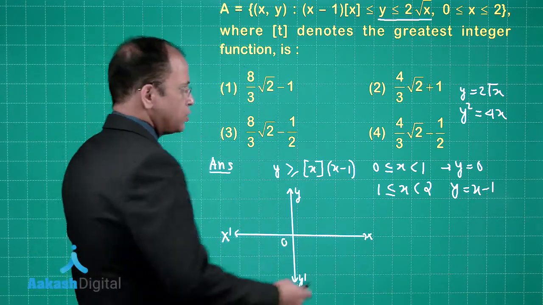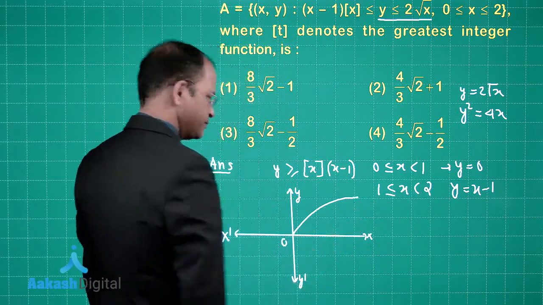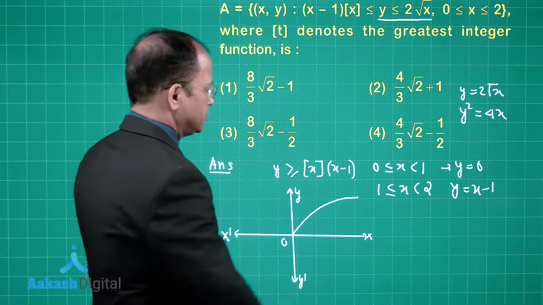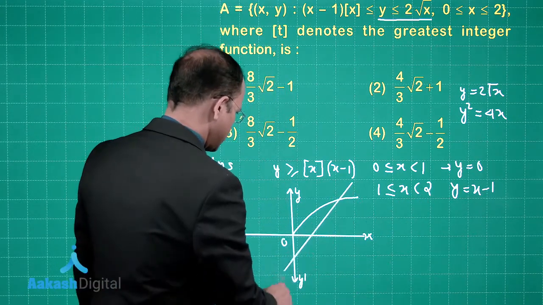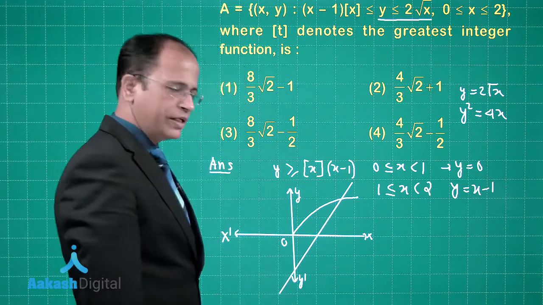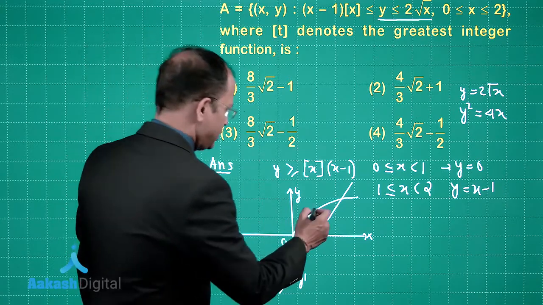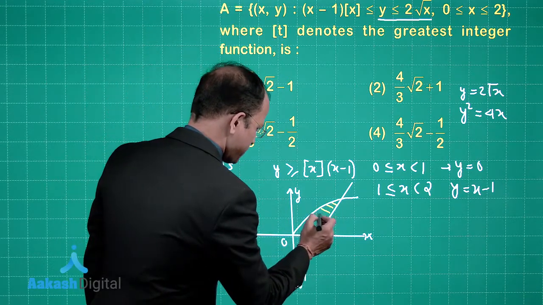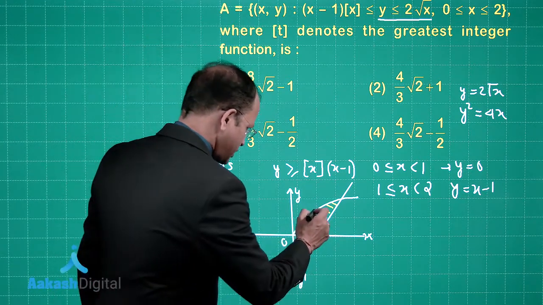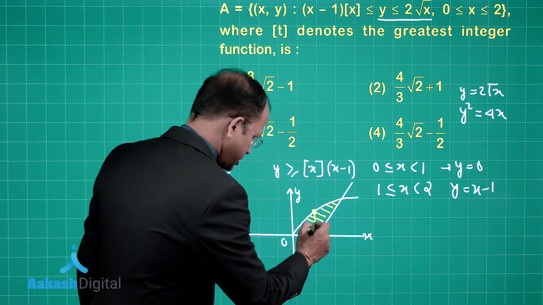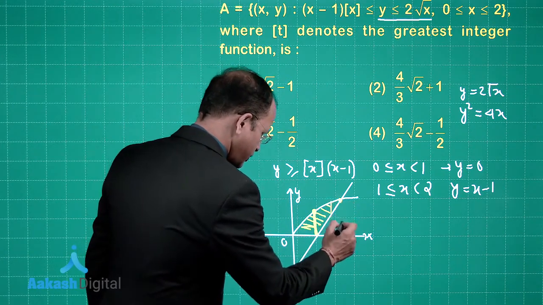Now the graph of y is equal to 2 root x is going to be this, and the line y is equal to x minus 1 is going to be like this. Now if I talk about the area which is needed here, we are talking about this area. Yes, there are two zones we can divide it into: this is one zone and the next zone is this.